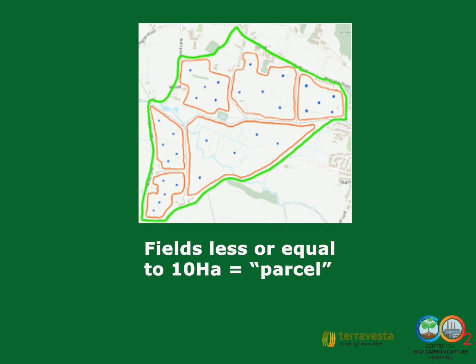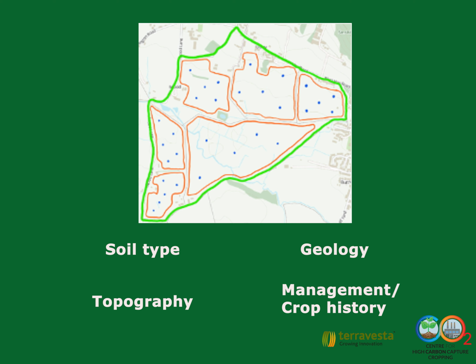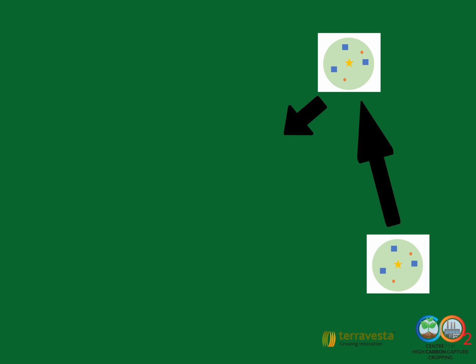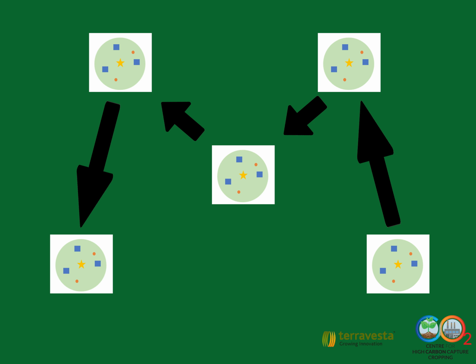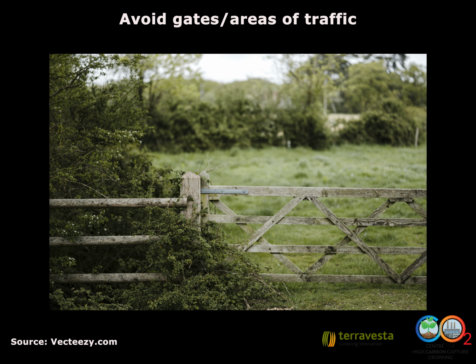Each field not exceeding 10 hectares is considered as a parcel to ensure manageable sampling and accurate representation. If the soil type, geology, topography, and management or crop history vary within the field, then one must separate said field into different parcels. For each distinct parcel, a minimum of 5 sampling plots should be selected to best cover that parcel. When selecting these sampling plots, one should avoid field boundaries, headlands, and gates or areas of traffic.